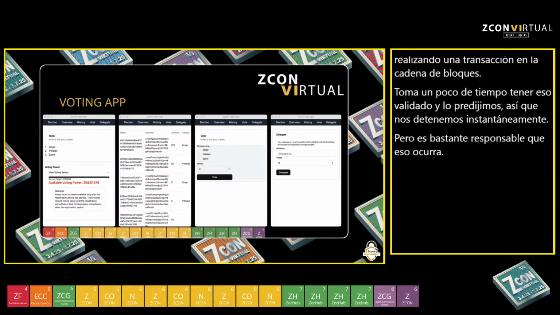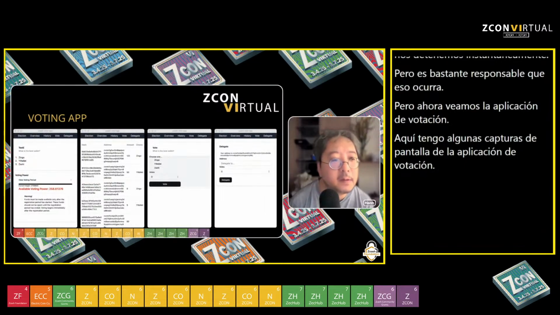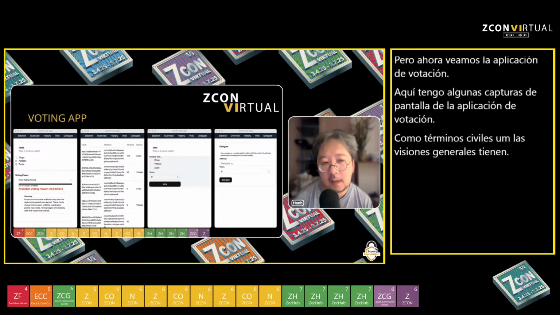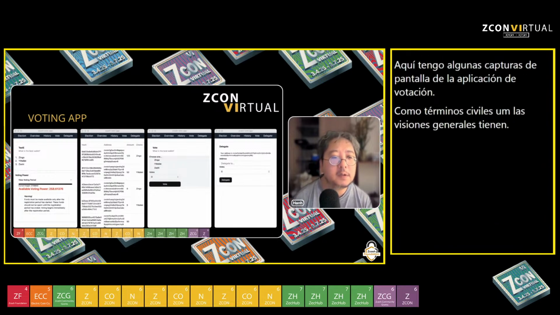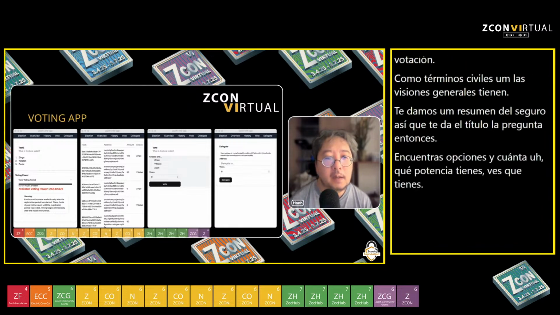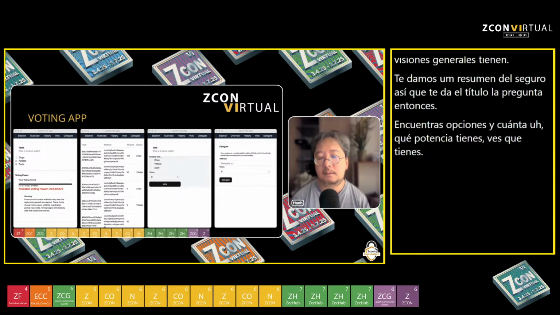So here I have some screenshots of the voting app. It has several tabs. The overview tab will give you a summary of the election. So that gives you the title, the question, then different options, and how much voting power you still have. Right? And then the history tab gives you, well, the history of your votes.